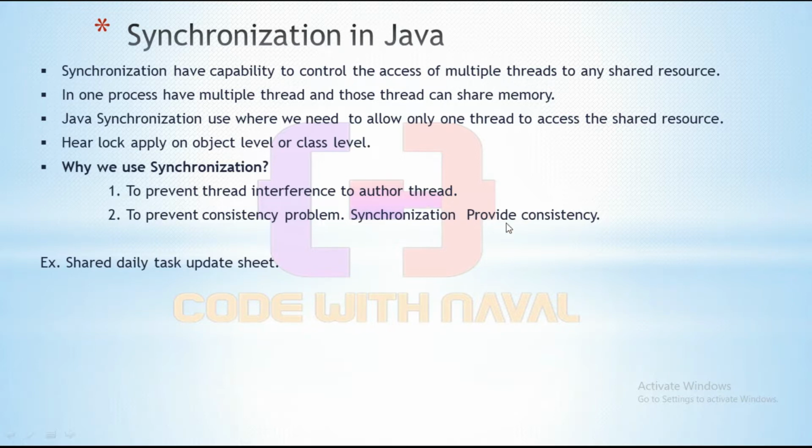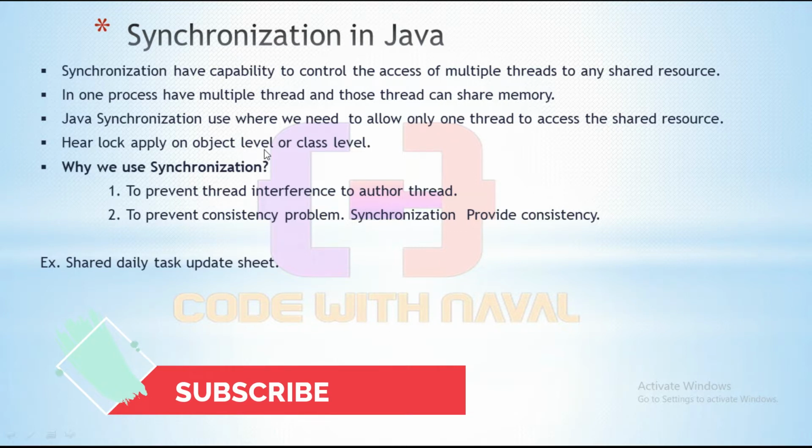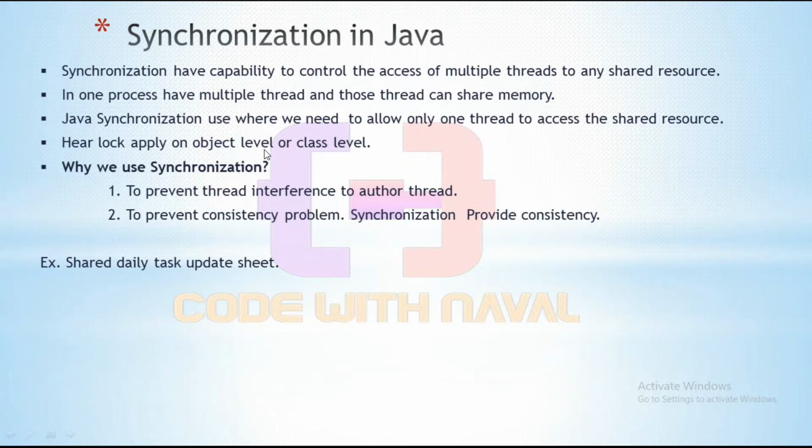Synchronization prevents inconsistency. If we don't use synchronization, then threads execute in parallel. The first thread executes for some time, then the second thread, then the third thread, then the first thread again. There is no data consistency. If the first thread completes, only then does the second thread get a chance. When the second thread completes, only then does the third thread get a chance. In this situation there is data consistency, because synchronization executes threads one by one.